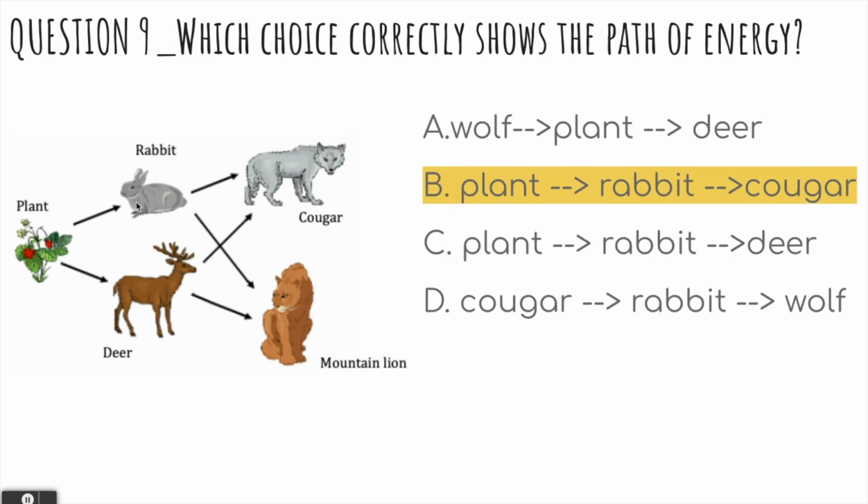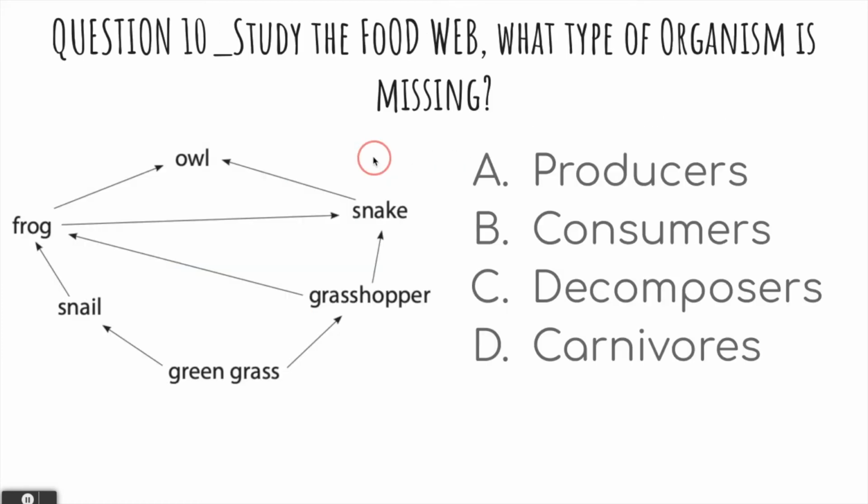And then let's look at choice C. Plant, rabbit, deer. Is there an arrow connecting the rabbit to the deer? No, because deer are herbivores and deer only eat plants. So the only answer that makes sense is plant, rabbit, cougar. Alright, let's go on to question 10.